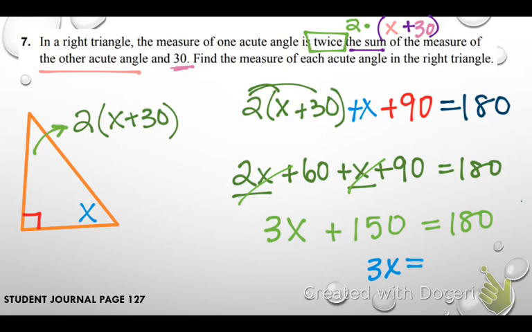And 3x equals 30. Divide by 3 and x equals 10. Have I answered the problem? No. What did it ask me to find? The measure of each acute angle in the right triangle. How many acute angles are there in a right triangle? 2. One of my angles was called x, so I can circle that. That's cool. I got that.